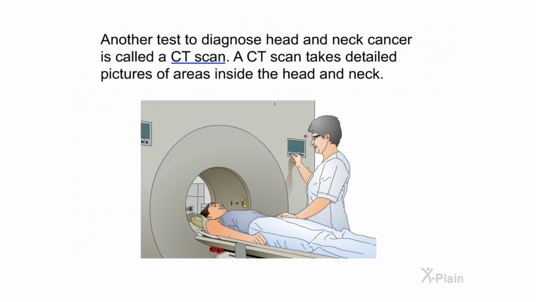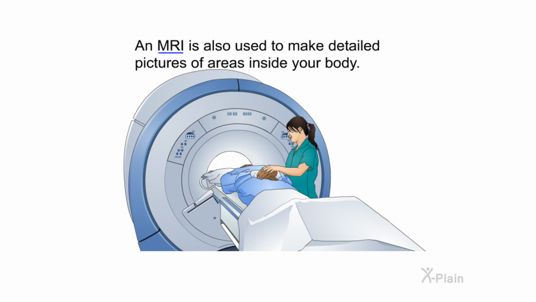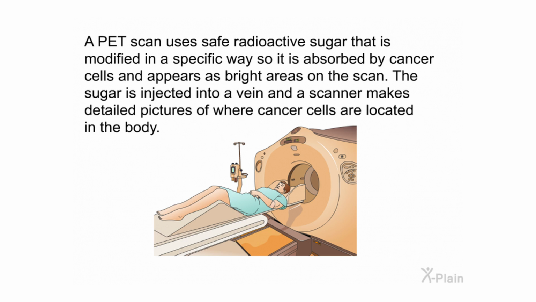Another test to diagnose head and neck cancer is called a CT scan. A CT scan takes detailed pictures of areas inside the head and neck. An MRI is also used to make detailed pictures of areas inside your body. A PET scan uses safe radioactive sugar that is modified in a specific way so it is absorbed by cancer cells and appears as bright areas on the scan. The sugar is injected into a vein and a scanner makes detailed pictures of where cancer cells are located in the body.